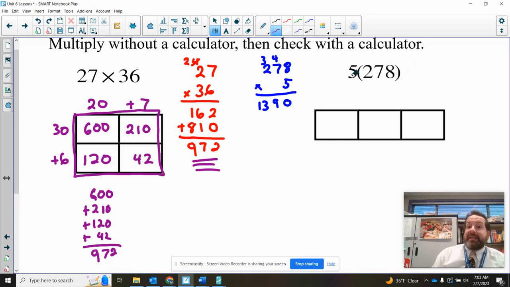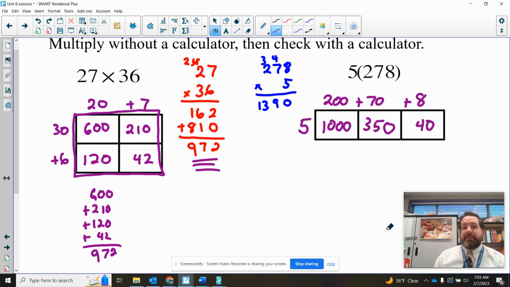You can do the same thing here. Think of a 5 as being this tall height unit here. 278 is just 200 plus 70 plus 8. And now let's multiply. 5 times 200, so this first rectangle has an area of 1,000. This second rectangle has an area of 70 times 5, so 350. And this last rectangle has an area of 5 times 8, so 40.